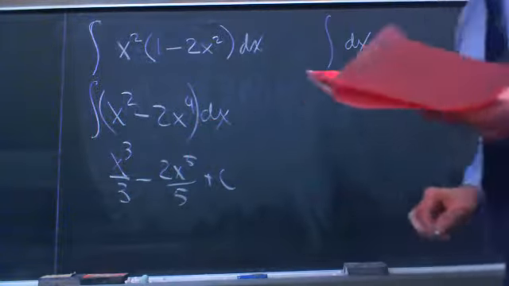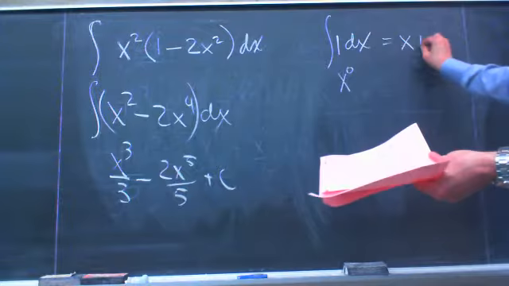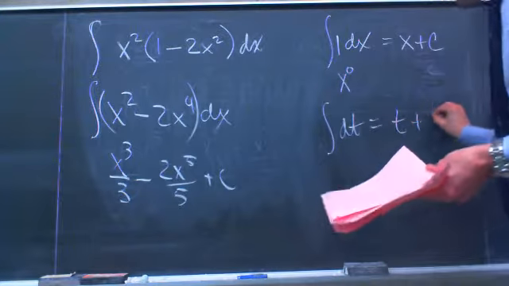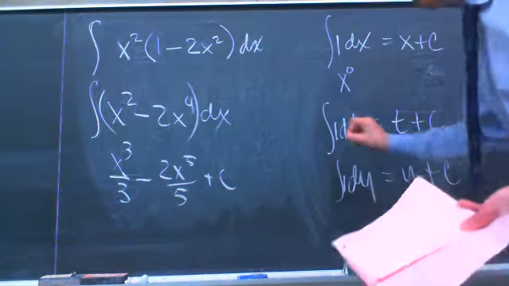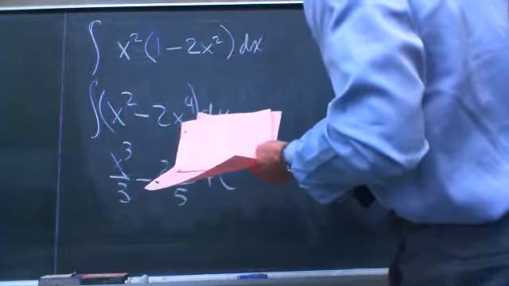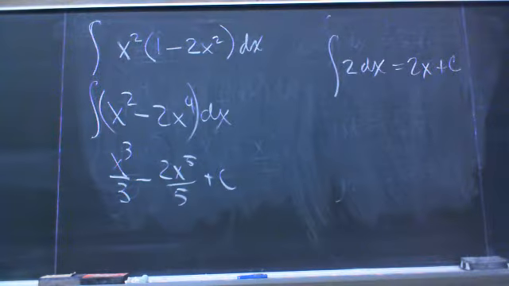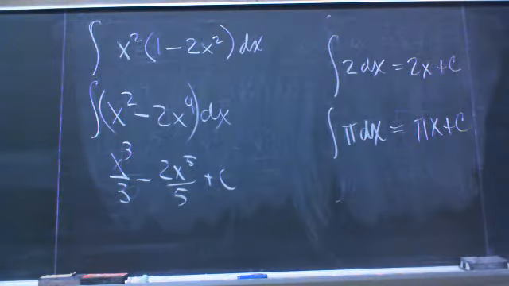The indefinite integral of dx, this is understood to be a 1 there, which is equivalent to x to the 0. When you increase that power by 1, you just get what? x plus c. The indefinite integral of dt is t plus c. The indefinite integral of dy is y plus c, because this is understood to be a 1. Now, even if you have 2 dx, that is 2x plus c, because it's understood to be 2 times x to the 0. The indefinite integral of pi dx is pi x plus what? C. You got that okay?